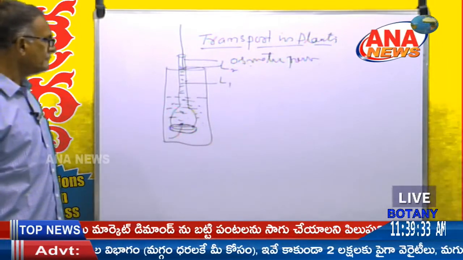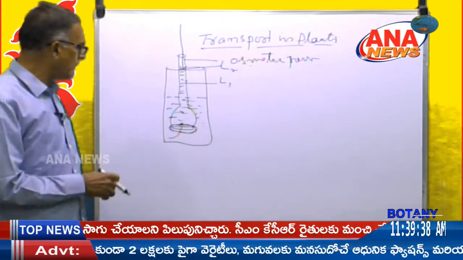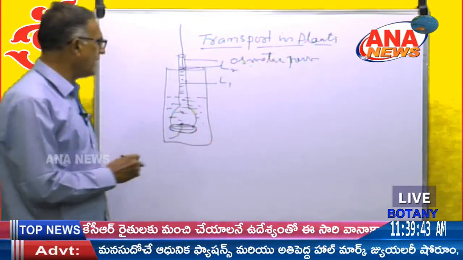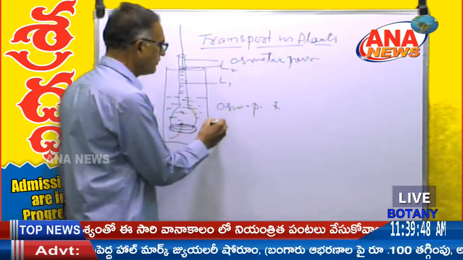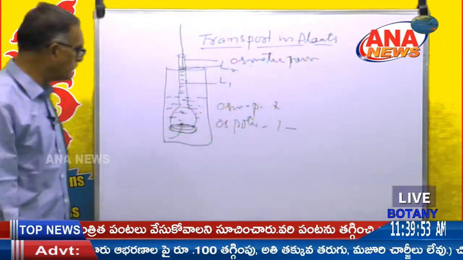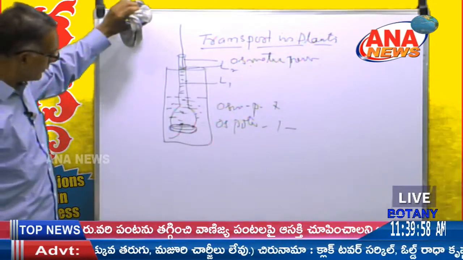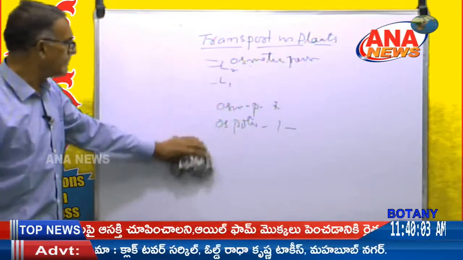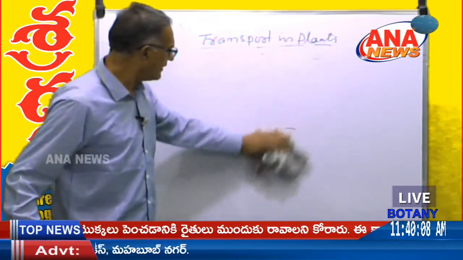Numerically, osmotic pressure and osmotic potential are both similar, whereas osmotic pressure is positive and osmotic potential is negative. So this is one of the means for the transport of substances. Osmosis is also one of them. Most of the water is absorbed by plants by the process of osmosis. Okay, this is osmosis.